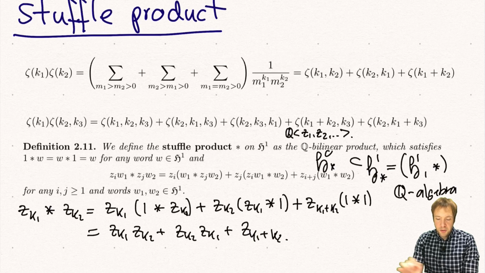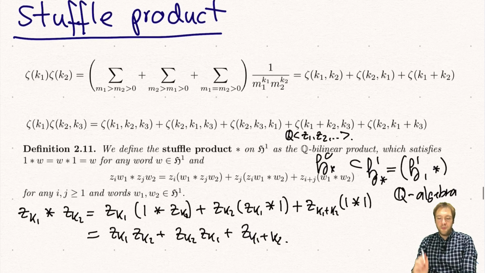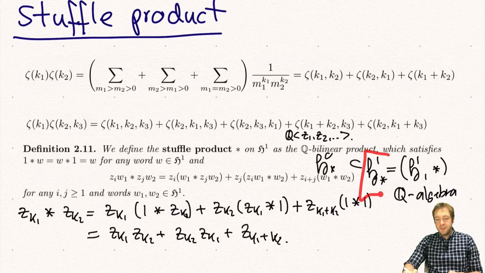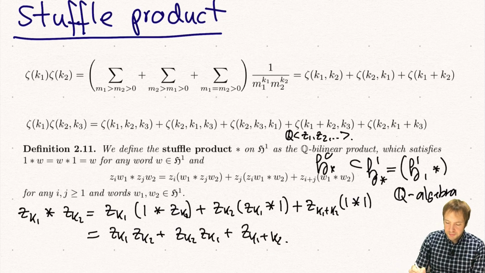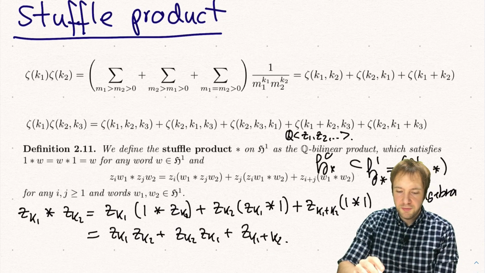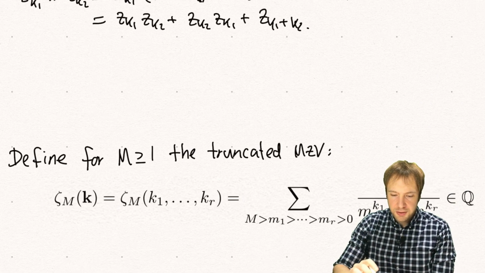And clearly we now want to show that this zeta map is an algebra homomorphism from H0 with the stuffle product to the space of multiple zeta values. But similar to the case of the shuffle product, we will first show it for another object, which will be an algebra homomorphism from H1 stuffle to the real numbers, and then specialize to the case of multiple zeta values. And for this, we define the following object.